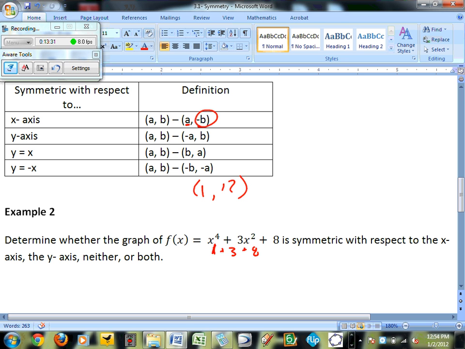Again, one point can prove that it's not symmetric, so you can give a counterexample. Since that's not true, we know that it's not symmetric with the x-axis. All right, but if we got a true statement, we might have to work something else out. And I'll show you now here.